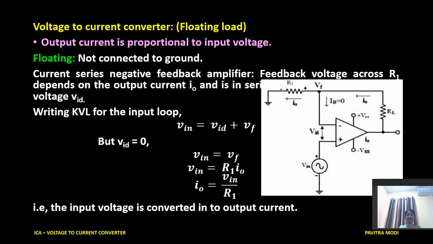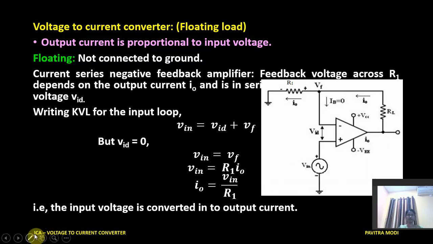I would like to take up the voltage to current converter. As the name suggests, it is a circuit which is going to convert the applied input voltage into an output current, or else the output current is going to be proportional to the applied input voltage. Here this circuit is connected in terms of floating load.